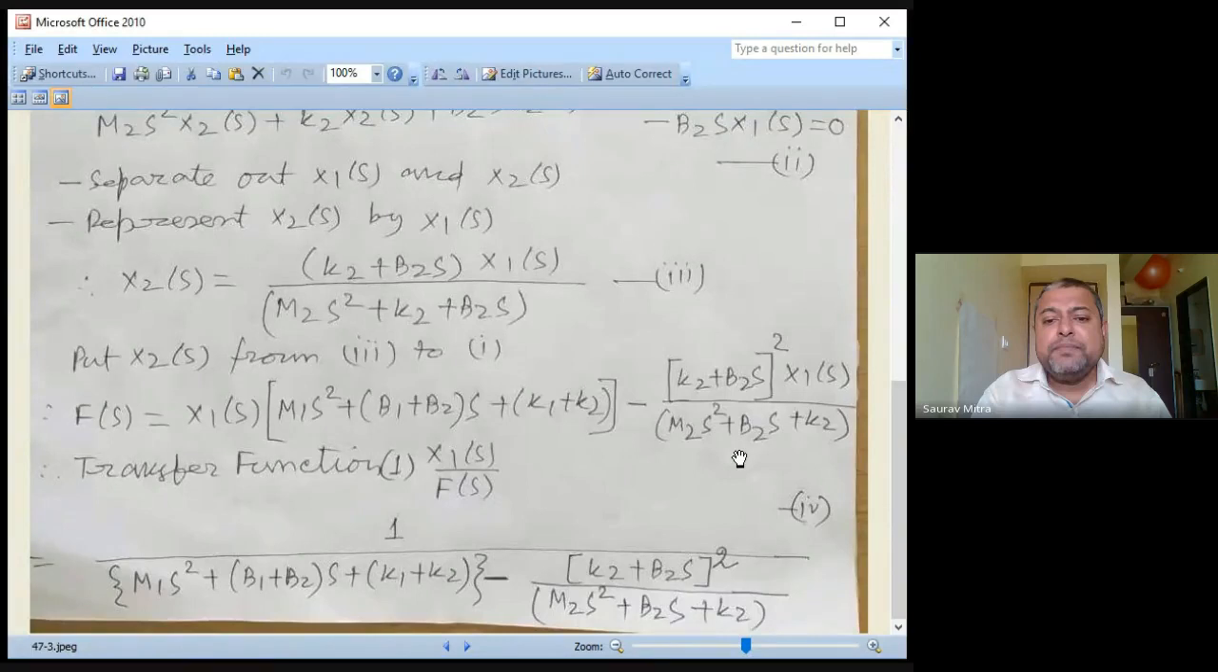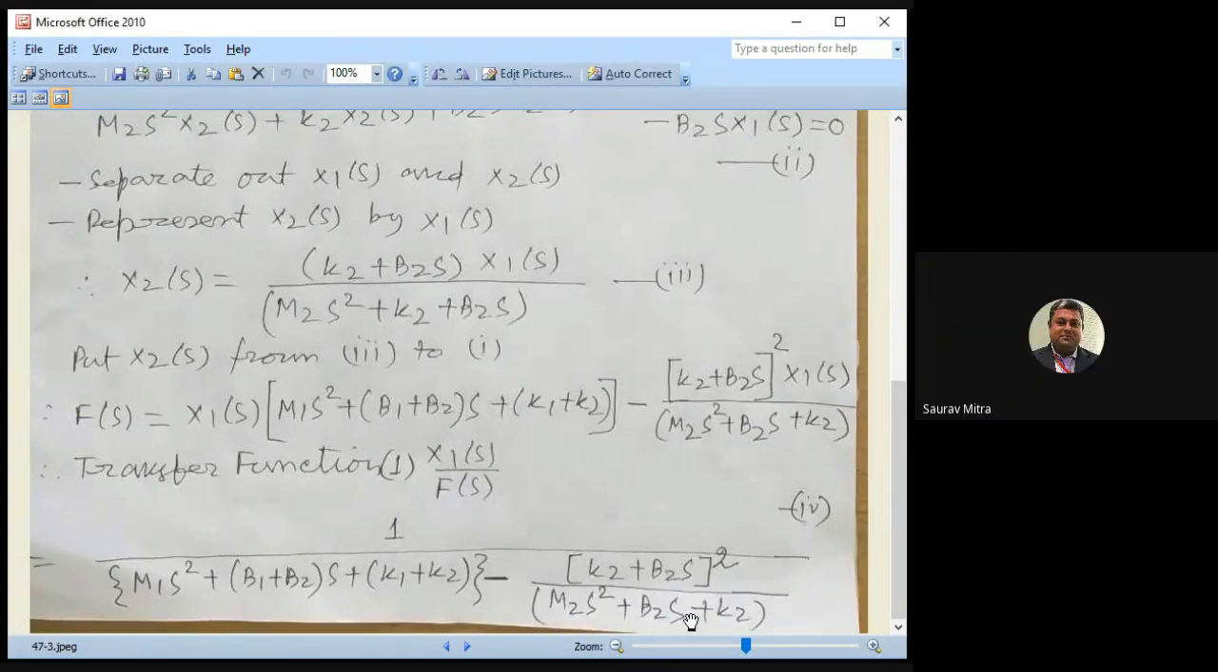Now if you have time, then you go on to simplifications. How to do the simplification? This term m2 s square plus b2 s plus k2 will go in the numerator. This term will get multiplied with the first term, and minus k2 into b2 s.